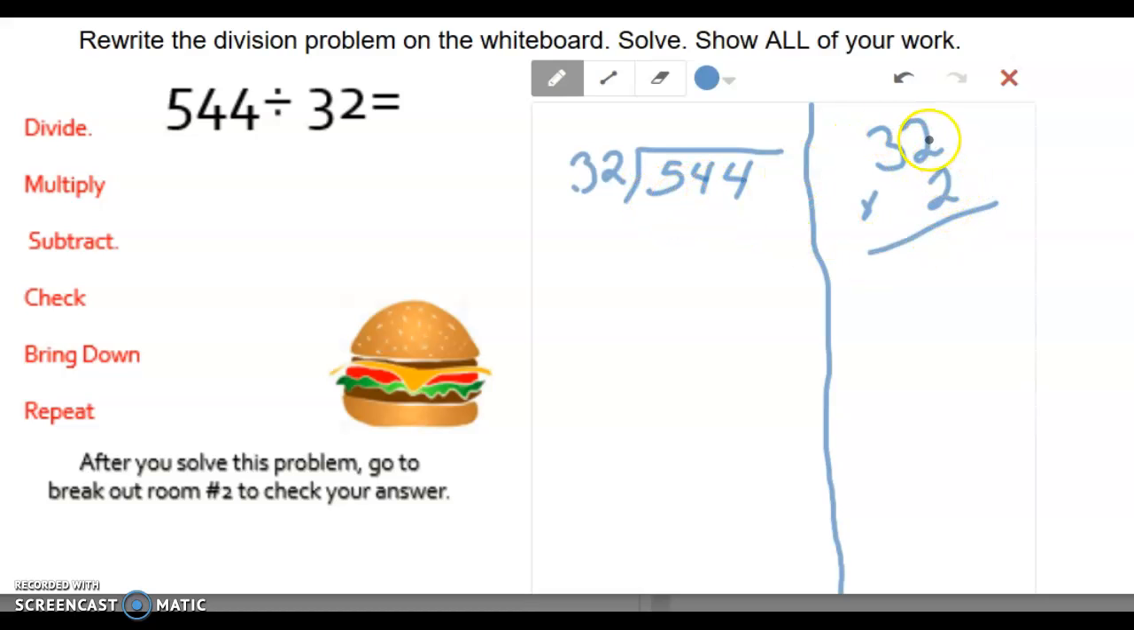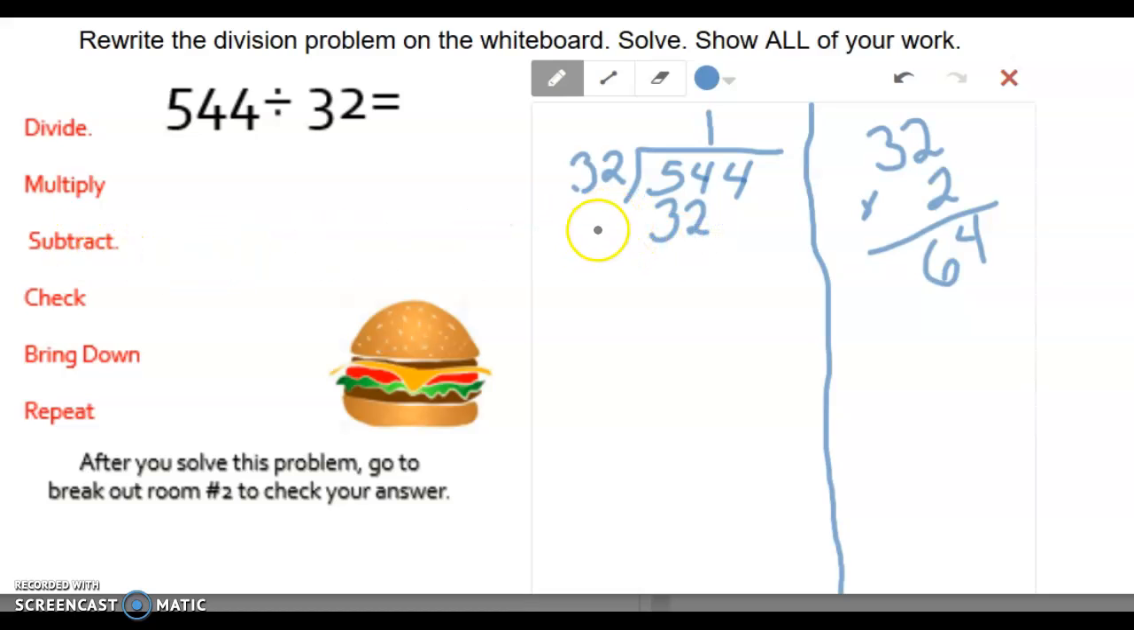Let's see. 2 times 2 is 4. 2 times 3 is 6. Ooh, looks like 64 is too much. So I'm only going to be able to put 32 into 54 one time. Notice that I put my quotient of 1 above the last digit that I'm working with, which is 54. All right, let's multiply. 1 times 32 is 32.